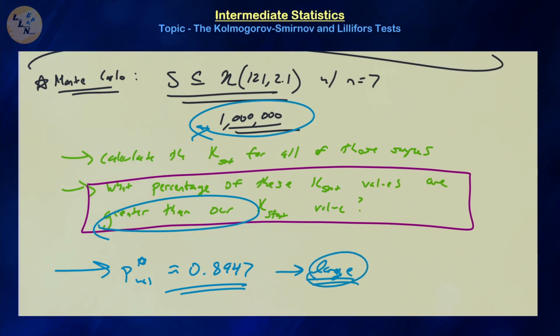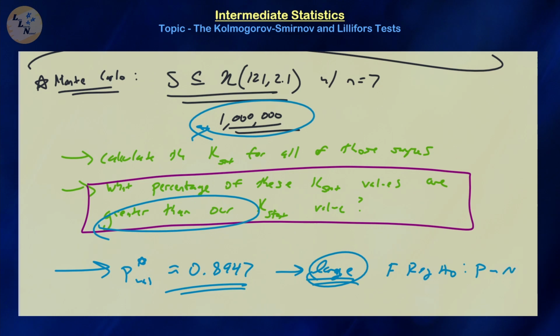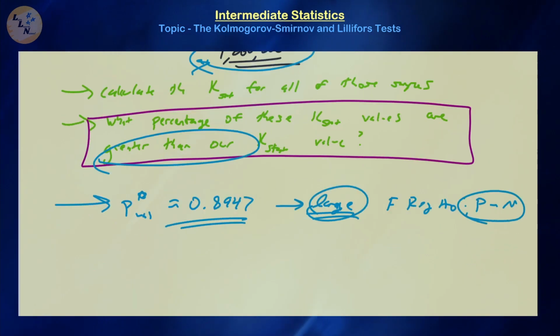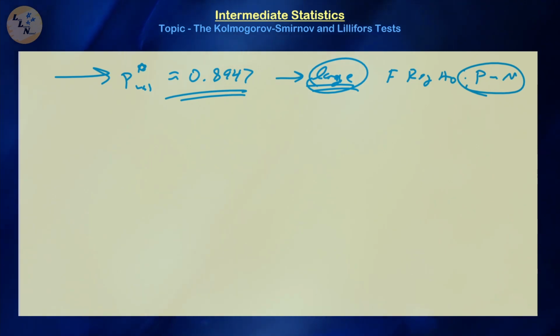So since our p-value is large, that means we're going to be failing to reject the null hypothesis that the population we're sampling from is approximately normal. That means we have evidence to believe that our sample set is approximately normally distributed, which is actually a very good thing.